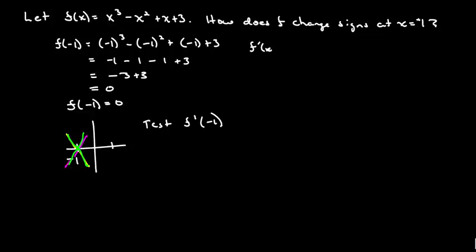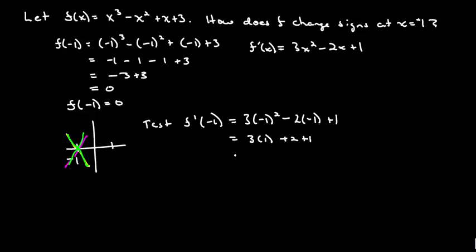So f prime of x, well, that's just the derivative of this guy, which is 3x squared minus 2x plus 1. So f prime at -1 would be 3 times -1 squared minus 2 times -1 plus 1. That's 3 times 1 plus 2 plus 1, which is 3 plus 2 plus 1, or 6. So what does 6 tell us? Well, 6 tells us that we must be increasing. Our slope must be positive.